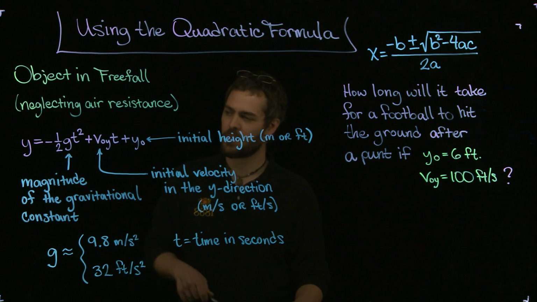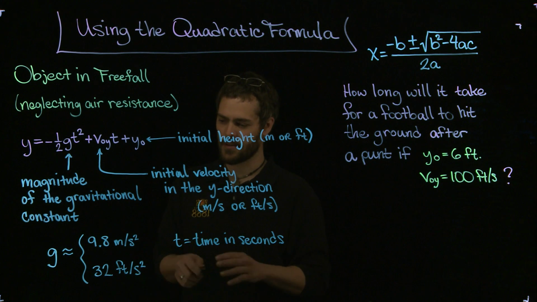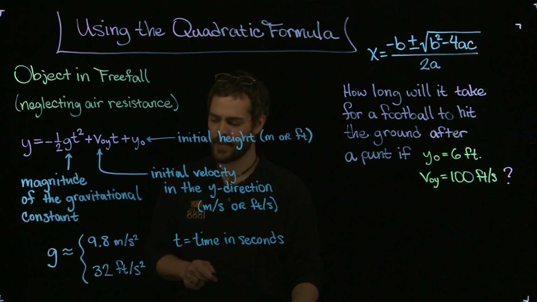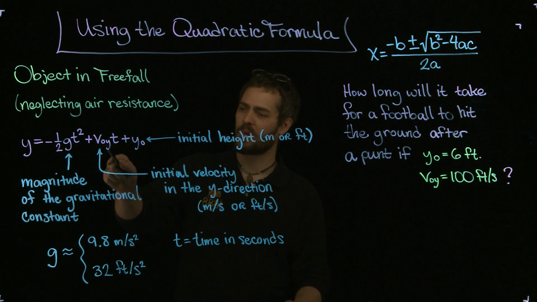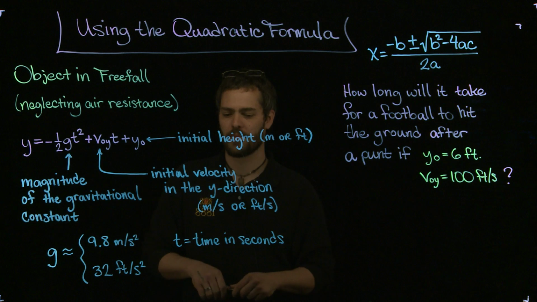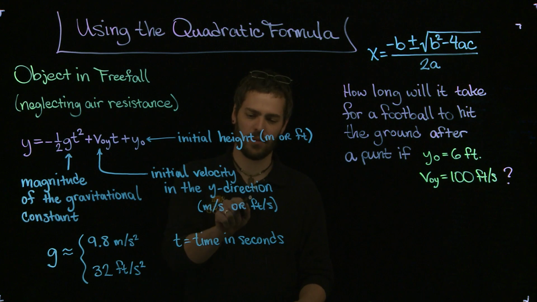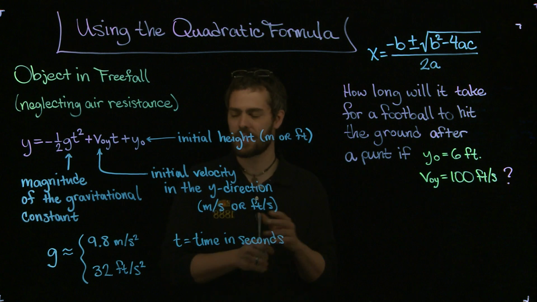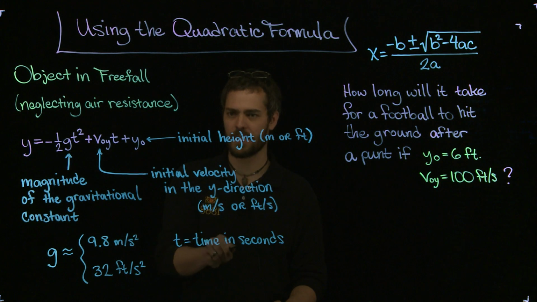Gravity is denoted by this small g, and that is the magnitude of the gravitational constant near the surface of the Earth, which is about 9.8 meters per second squared, or 32 feet per second squared if you're working with feet. This part, the initial velocity in the vertical direction or in the y direction, which we usually denote as vertical, is given in meters per second or feet per second. And again, that just depends on if you're going with meters or you're going with feet for the ultimate height that you're trying to take a look at. And the t is time in seconds.